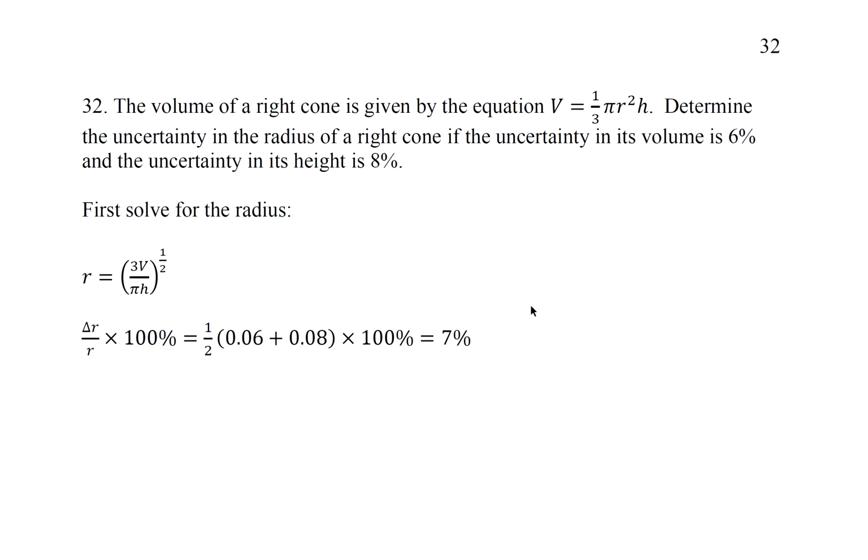Question 32. The volume of a right cone is given by the equation V equals 1/3 pi r squared h. Determine the uncertainty in the radius of a right cone if the uncertainty in its volume is 6% and the uncertainty in its height is 8%. So first solve for the radius. And then we could just plug it into this equation to get 7%. Remember, 3 and pi have no uncertainty. Those are values. Those are not variables.